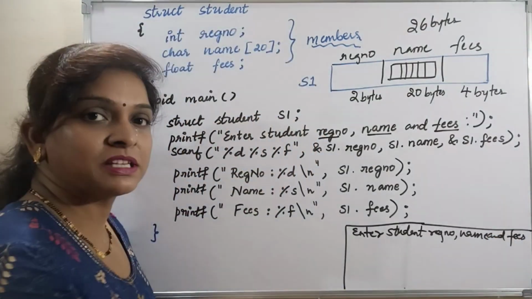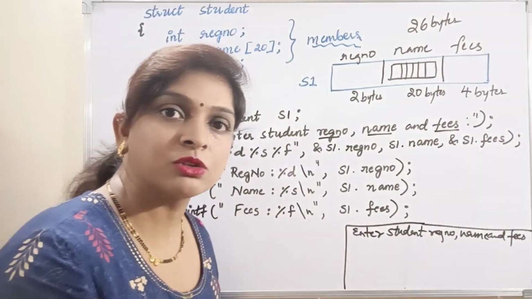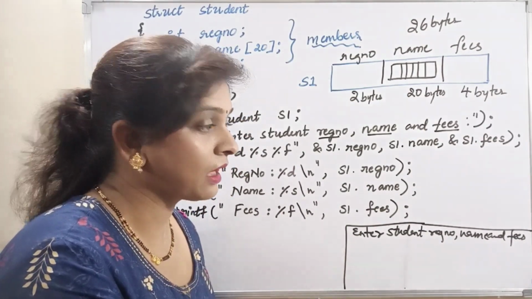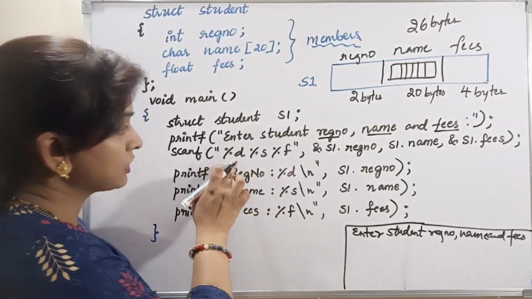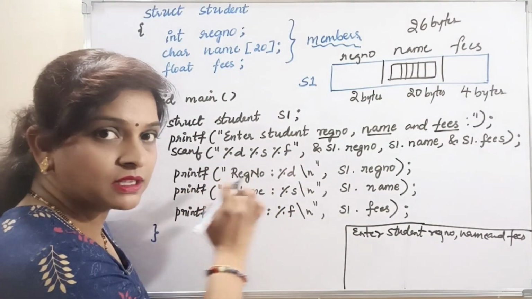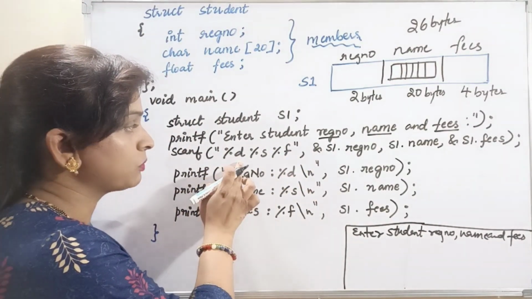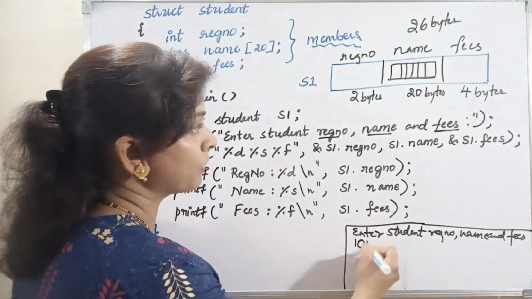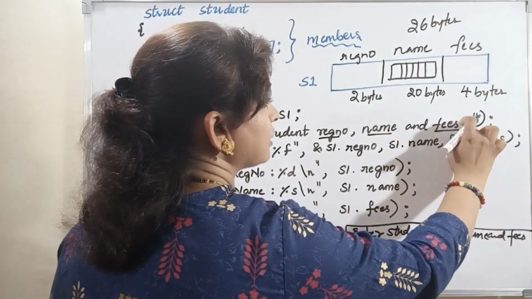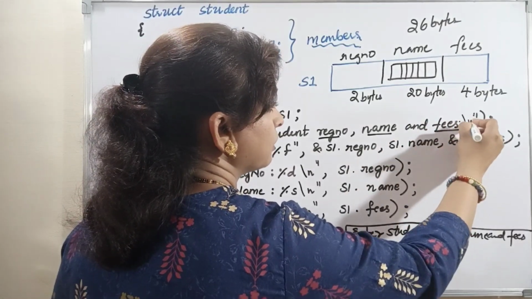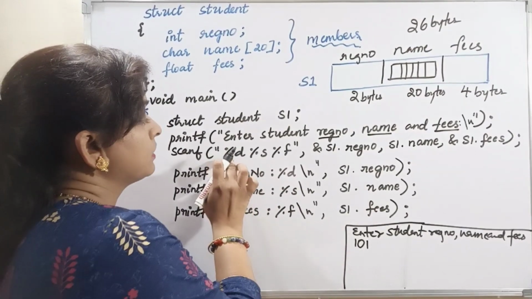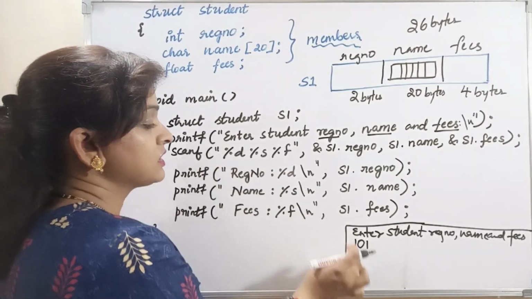As soon as that message appears, the user has to start entering the input in the same order: register number, name and fees. Because here I have given the format specifiers in that order, the first one should be an integer value. So for example, I'll type 101. You can just have a new line here, or the cursor comes to the next line, or you have to press the enter key. Then I say first integer, say 101.